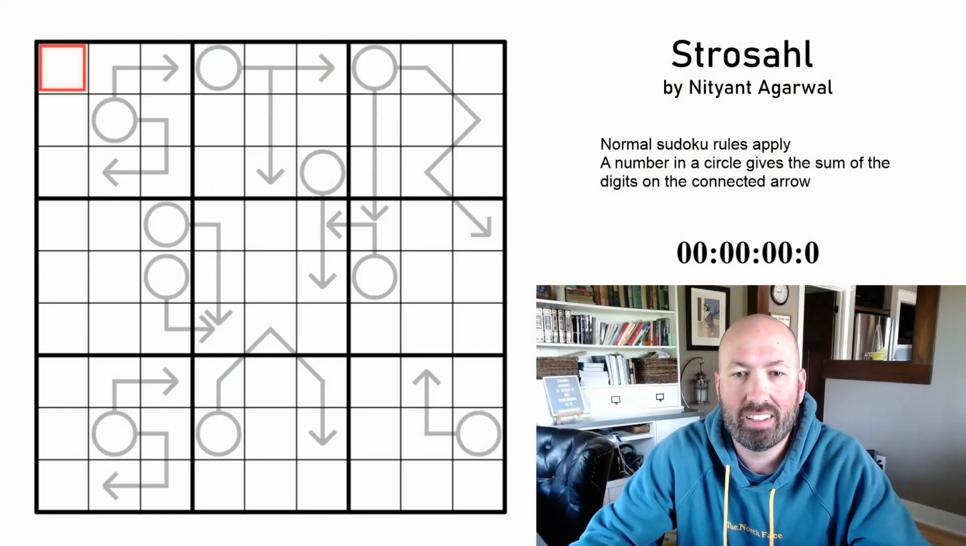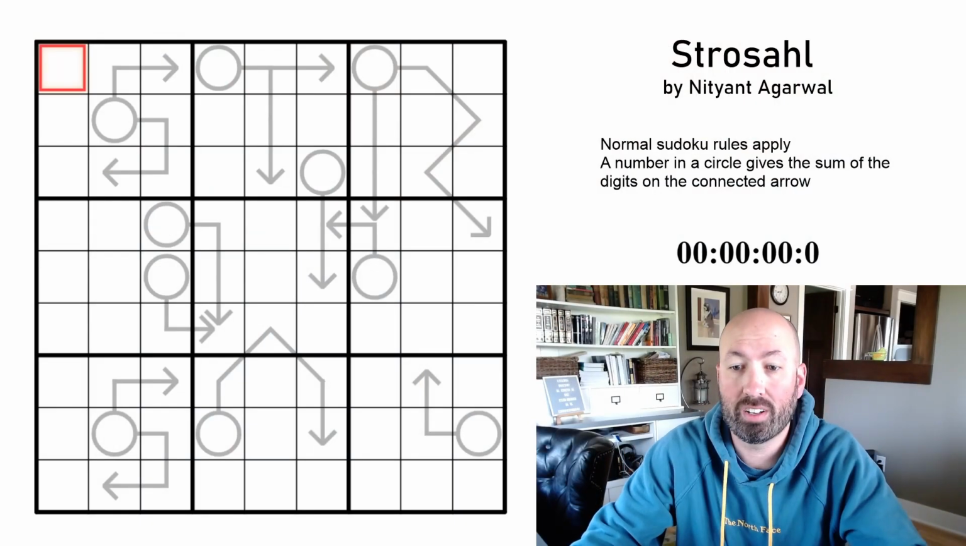Hello, welcome back. I've got another Sudoku today, and this one is a little bit special because I did a Nori Nori by Nityant Agarwal the other day, and I sent a message to them and said, "Hey, I did one of your puzzles. You might like it." And in talking with them, they said, "I have an idea for a Sudoku that might be fit for a video," and I said, "Well, send it my way. I'm always open to suggestions." And they sent me this puzzle titled Stro-solve.